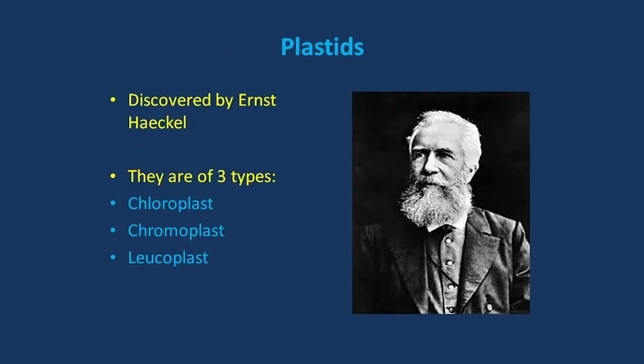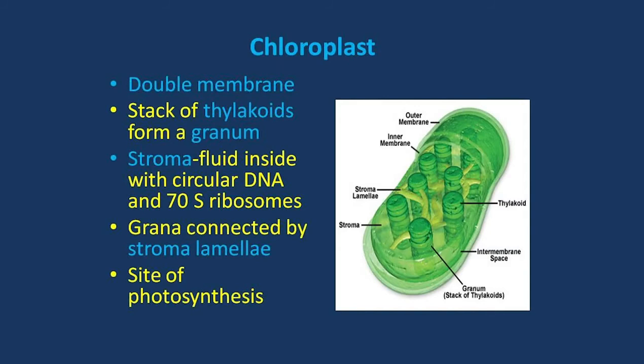Now let us look at plastids. Plastids were discovered by Ernst Haeckel. They are of three types: chloroplast, chromoplast, and leucoplast. First, let us look at chloroplasts. They have a double membrane. They have stacks of membranes called thylakoids, which form a granum, and stroma, which is a fluid inside with a circular DNA and 70S ribosomes. Grana are connected by stroma lamellae, also called frets. Chloroplast is a site of photosynthesis.